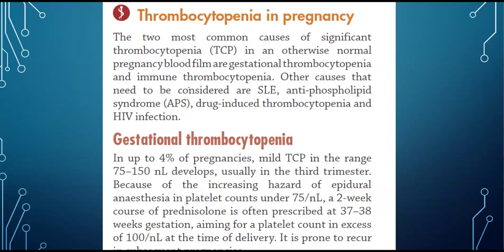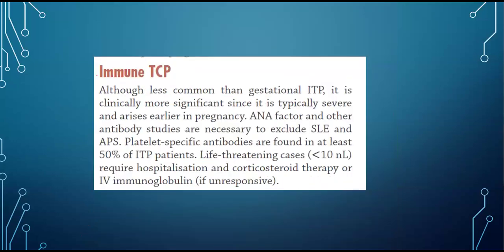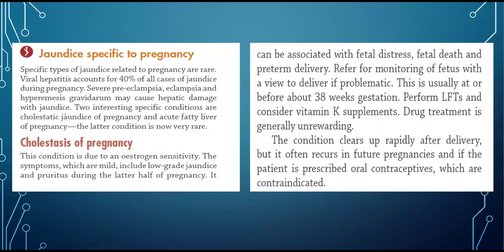Thrombocytopenia during pregnancy. The two most common causes of thrombocytopenia in pregnancy are gestational thrombocytopenia, which is more common, and immune thrombocytopenia, which is less common. And then there are other causes as well. Now, it's not important for exam. You can give it a read in your own time. So we don't need to discuss this in the class. Immune thrombocytopenia is also not important, so doesn't matter.